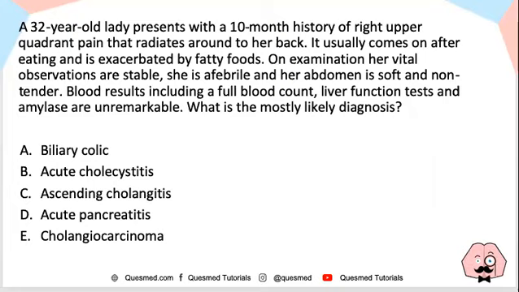So our next question. A 32-year-old lady presents with a 10-month history of right upper quadrant pain that radiates around to her back. It usually comes on after eating and is exacerbated by fatty foods. On examination, her vital observations are stable, she is afebrile, and her abdomen is soft and non-tender. Blood results, including a full blood count, liver function tests, and amylase, are unremarkable. What is the most likely diagnosis? We'll give you about a minute again.